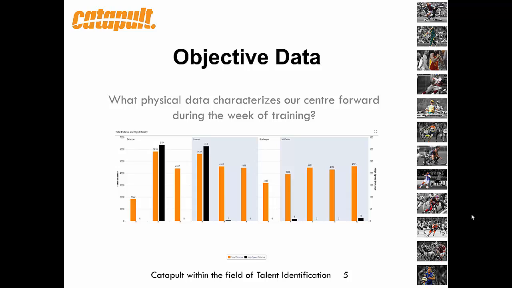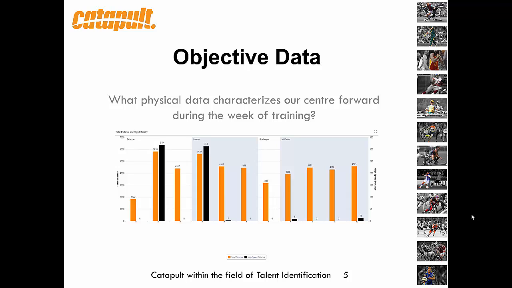For example, what physical data characterizes our center forward during the week of training? So when we're looking at different players from different positions in a week of training, we might want to build an understanding of each individual, and why they react and behave like that. So when we're looking at data with Catapult, on OpenField, our system, you can easily create graphs. You can choose which parameters you look at, and in this case we're looking at total distance and high speed distance, and you can understand different types of players.